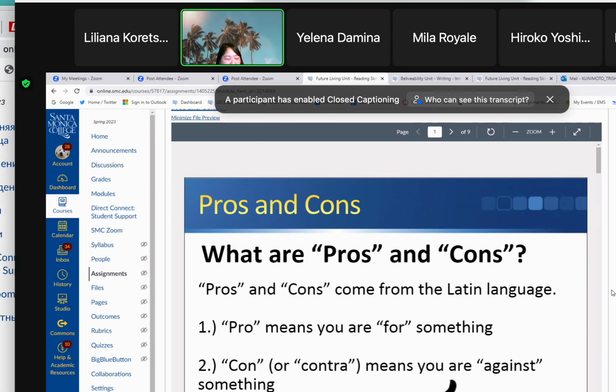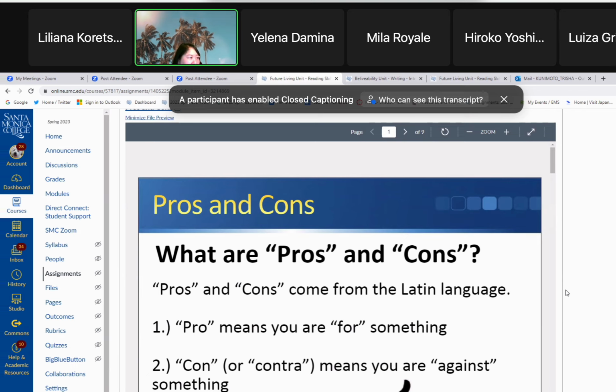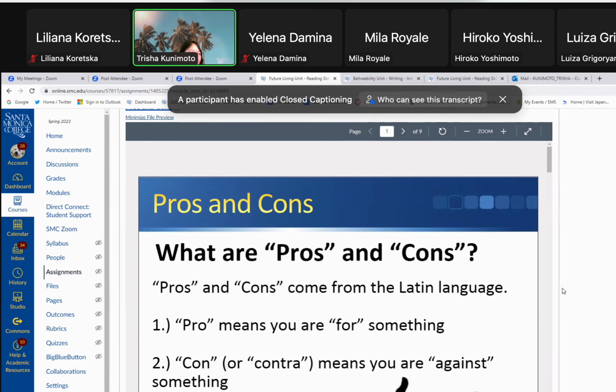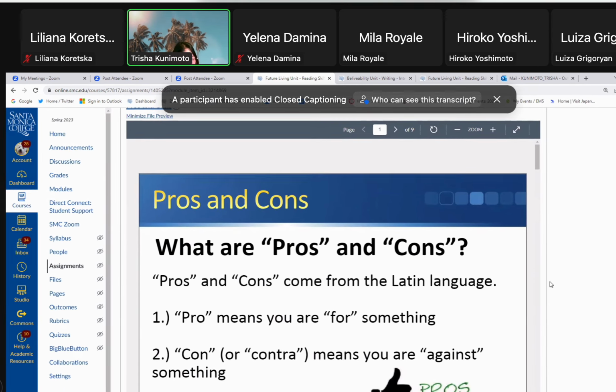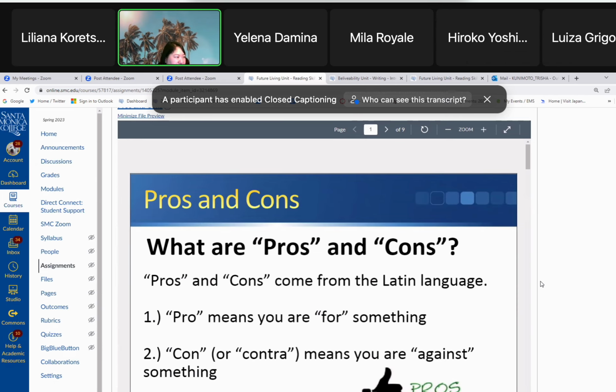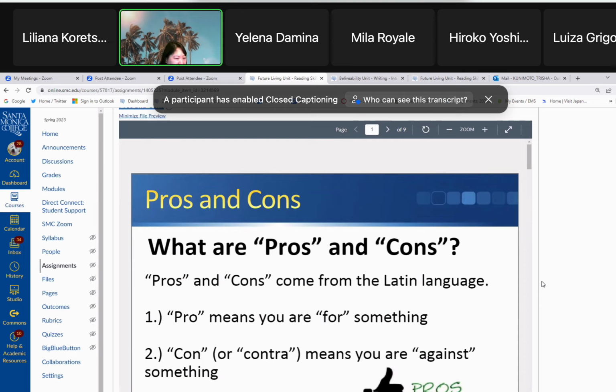Reading, because sometimes we need to get information about a topic and we need to know the author's voice. Are they supporting the topic or are they disagreeing and going against it? And so there are certain verbiage, certain language that is used for us to identify that.